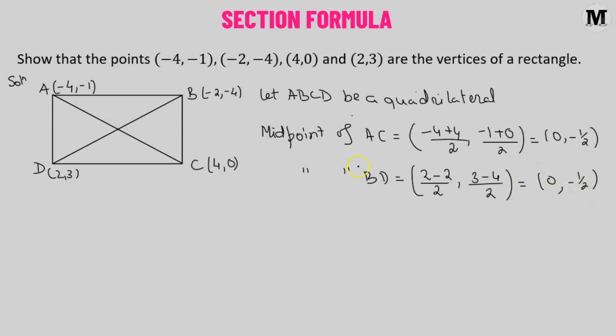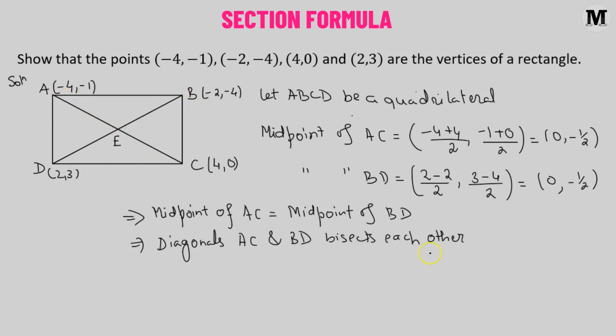Now clearly we see here that the midpoint of AC equals the midpoint of BD. Since they both have the same value corresponding to the point E, we can say that the two diagonals AC and BD bisect each other. Now, if diagonals AC and BD bisect each other, it's a necessary condition for it to be a rectangle. However, it's not the sufficient condition.